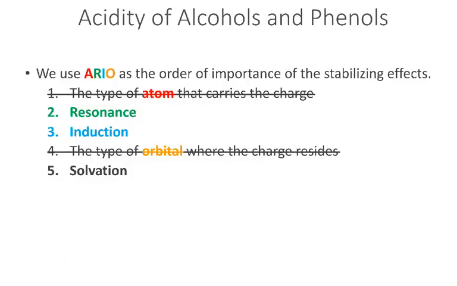Now, if I'm comparing two alcohols to one another, we don't have to consider all of the parts of ARIO. I don't have to worry about the atom type, because if I've got alcohols, the atom carrying the negative charge is always going to be an oxygen. And in the case of alcohols, that oxygen is always sp3 hybridized. So these two terms are out. So all we really need to consider are resonance, induction, and something that I talk a little bit about in Orgo 1, but not a whole lot, and we're going to revisit it here, and that's solvation effects and how they influence the acidity of alcohols.